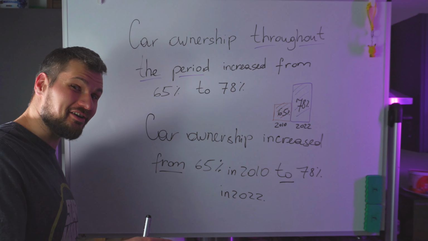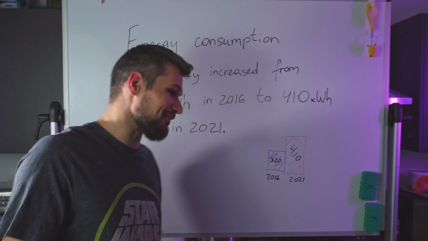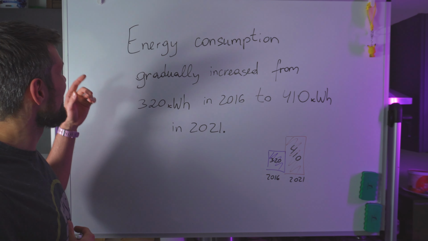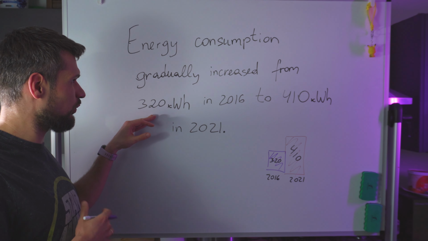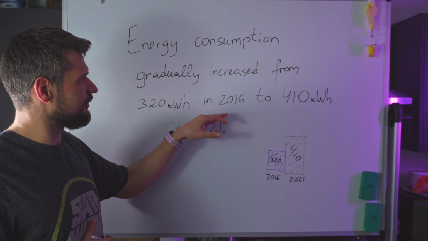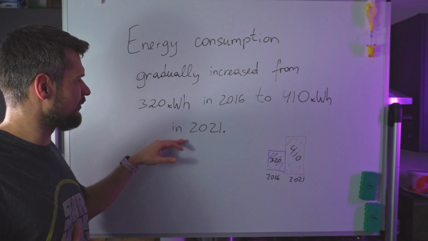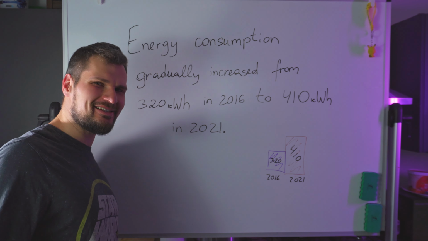Let's take a look at another example because it's very similar to this one. I'm sure you're gonna love it. Now, energy consumption gradually increased from 320 kilowatt in 2016 to 410 kilowatt in 2021. Can you see what is wrong with this sentence?